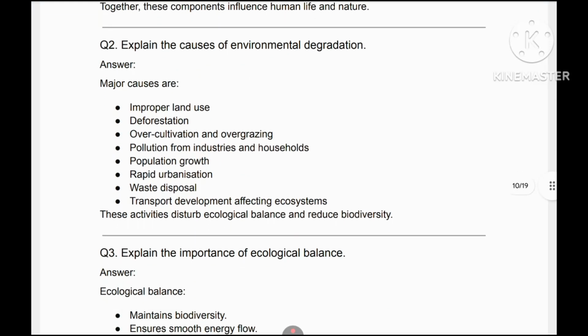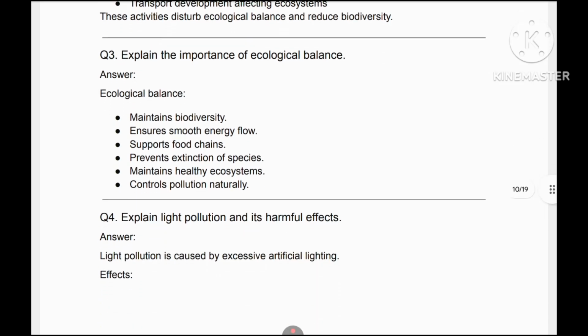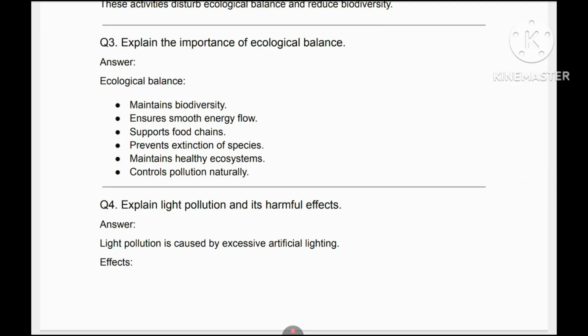Explain the causes of the environmental degradation. Major causes are improper land use, deforestation, overcultivation and overgrazing, pollution from industries and households, population growth, rapid urbanization, waste disposal, transport development affecting ecosystems. These activities disturb ecological balance and reduce biodiversity. Explain the importance of ecological balance. Maintains biodiversity, ensures smooth energy flow, supports food chains, prevents extinction of species, maintains healthy ecosystems, controls pollution naturally.